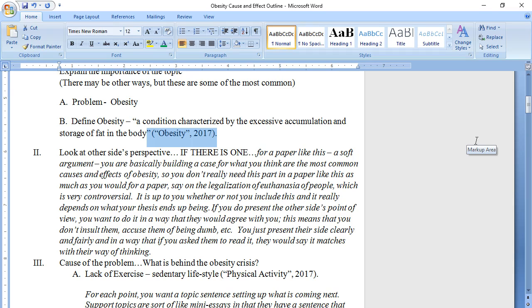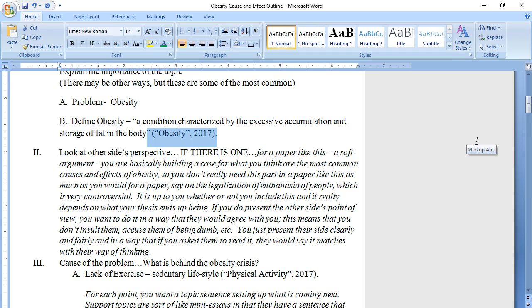It is up to you whether or not you include this, and it really depends on what your thesis ends up being. If you do present the other side's point of view, you want to do it in a way that they would agree with you. This means that you don't insult them, you don't accuse them of being dumb, you don't do anything like that. You just present their side clearly and fairly, and in a way that if you asked them to read it, they would say it matches with their way of thinking.